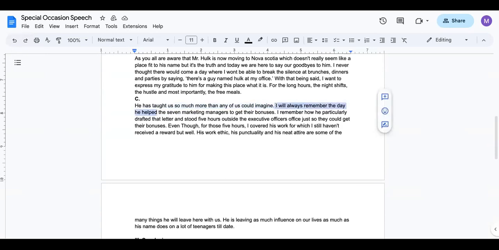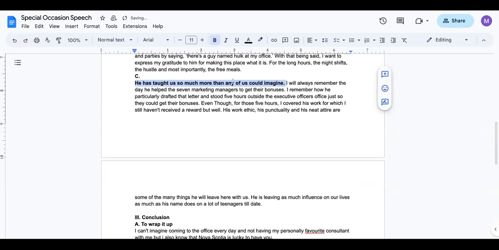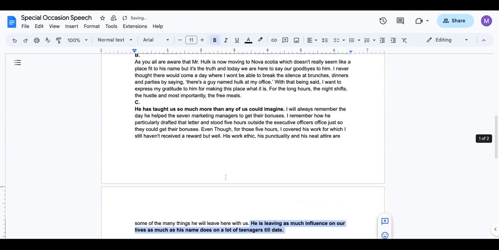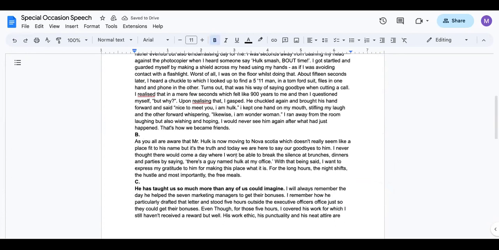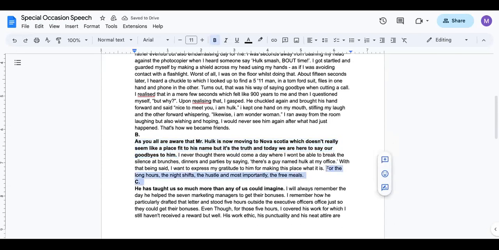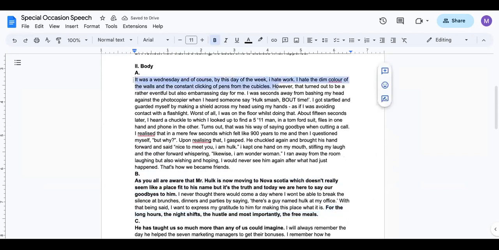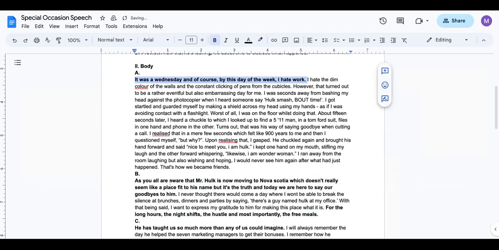So I look at all my body paragraphs again. Topic sentence: he has taught us all so much more than we can imagine. Conclusive statement: he is leaving as much influence on us as his name does on a lot of teenagers till date. Topic sentence: that he's moving to Nova Scotia. I have disclosed that, but in a humorous way, which is why my topic sentence is longer here. Conclusive statement again: for the long hours, the night shifts, and most importantly, the free meals. Topic sentence: it was a Wednesday, and of course, by this day, I hate work. Conclusive: that's how we became friends. Solid body paragraphs that I have provided over here, and that's what matters.